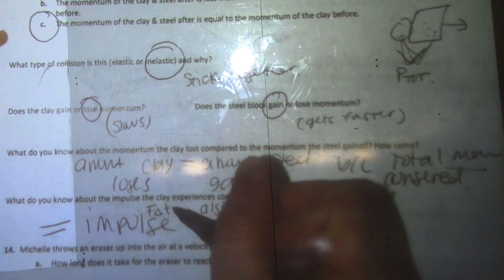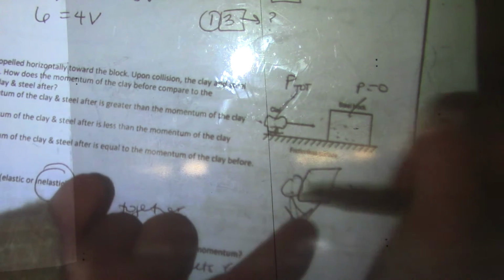What do we know about the impulse that the clay experiences compared to the impulse the steel experiences? So impulse is F delta T, and it's also change in momentum. Well, we just said that how much the clay changed is equal to how much the momentum of the steel changed, so they must have equal impulses. You also can think about it as F delta T. When they hit, they're experiencing the same force, right? Equal and opposite, and they're experiencing it for the same amount of time because the clay can't hit the block longer than the block kicks back. So then they would have the same F and T, which is the same impulse. Either way, you get the impulse is the same.